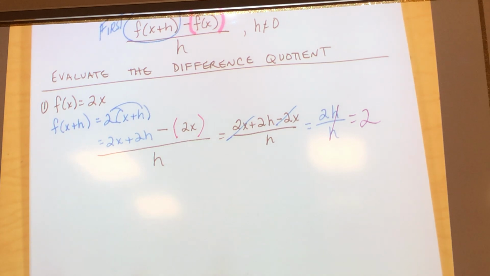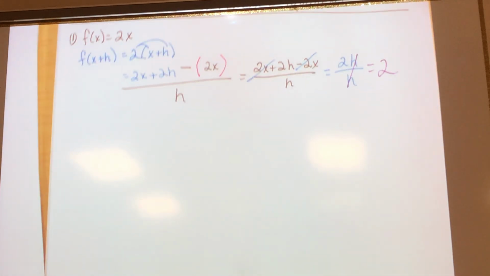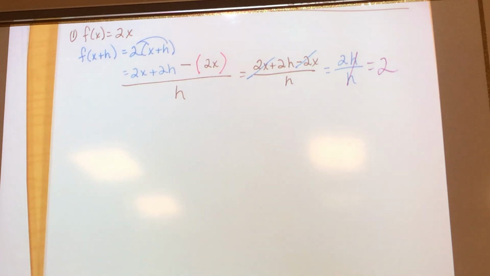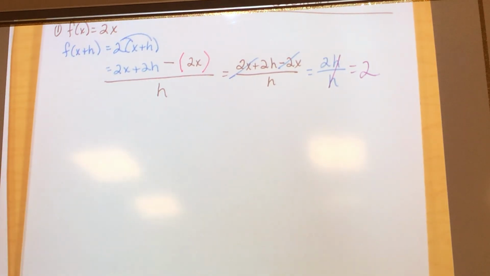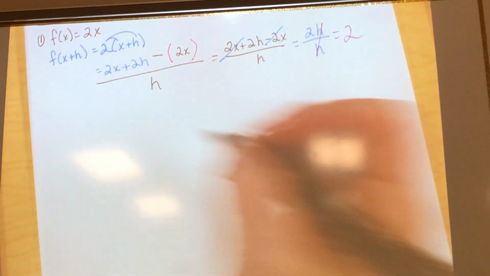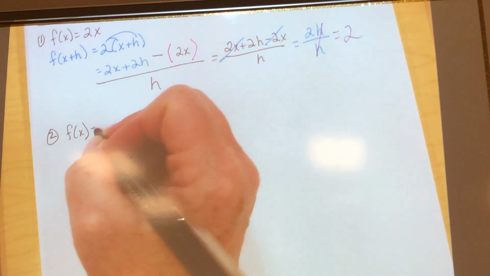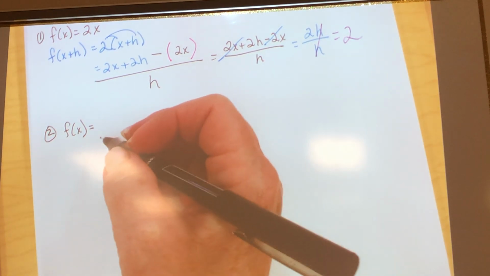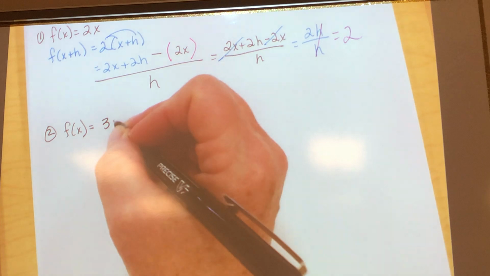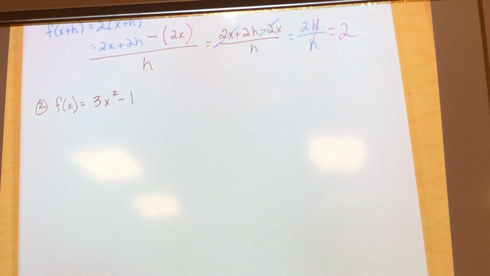Are you ready? Okay, what's fixing to happen? Yeah, they're gonna get a little more difficult. Sean? Three x squared minus 1. Oh, God. 3x squared minus 1.